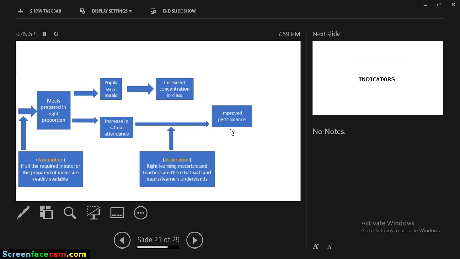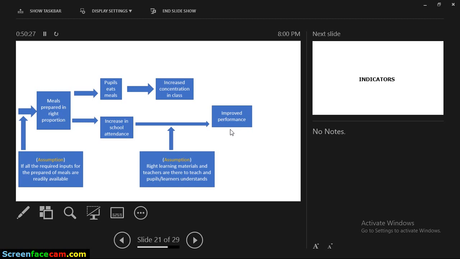So we can start. This is the beginning point. Here we are assuming that we identified the problem, but when we put it in a diagram, we don't necessarily know that this is the problem we identified. We assume that we've identified it, and here that's the activity. Meals prepared in the right proportion. What's that? That's an activity, right? Exactly. Then what else must happen for the meals to be prepared? What's this assumption? If all the required inputs for the preparation of meals are readily available, then this would be what?